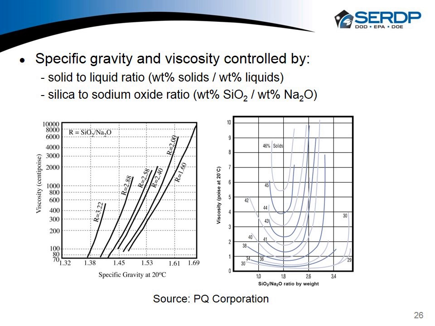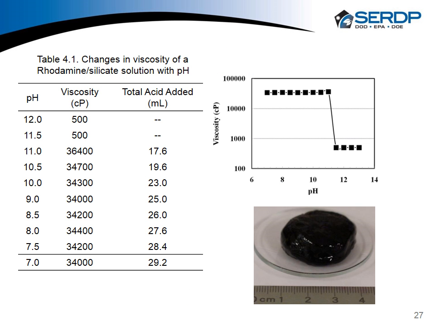The next slide shows here that the silicate solutions are alkaline solutions with high pH, and the addition of acid lowers the pH of the solution and causes polymerization and gelling. And this graph shows you the sudden increase in the viscosity of the silicate solutions, and basically you develop a non-flowing silicate gel.